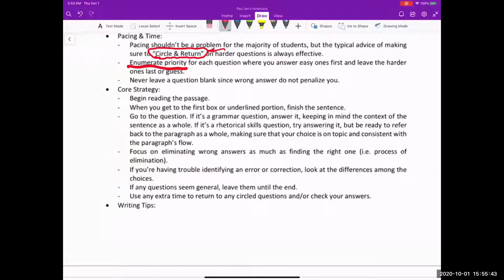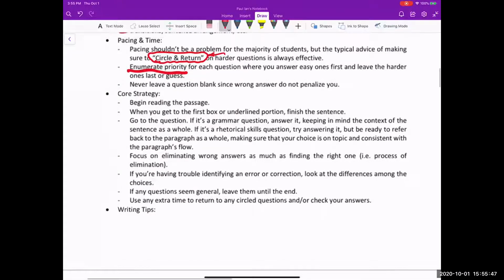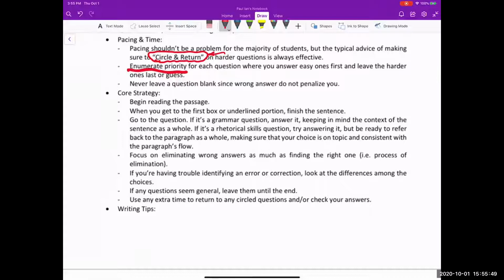Never get stuck, never ponder on a question, because that would really cut into your time. It's a training too. Some students don't like skipping something and want to do it in order. You have to train yourself, because you don't want to get bogged down. It's a timed exam. So never leave a question blank.